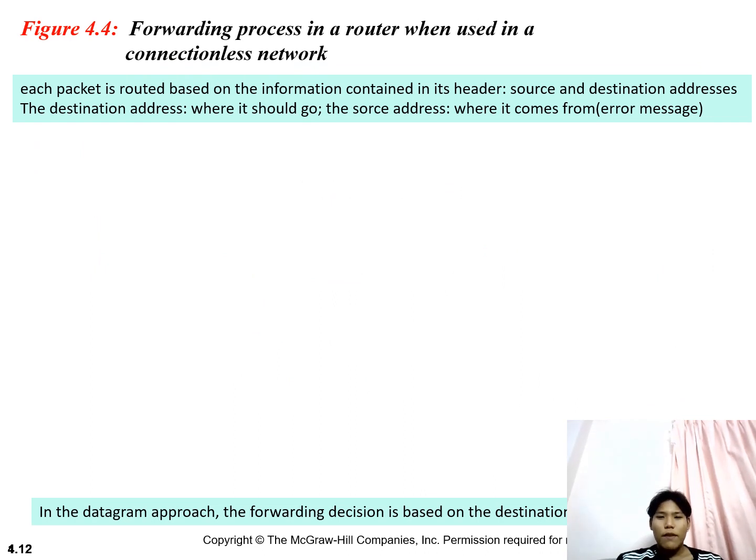Forwarding process in a router when used in a connectionless network. Each packet is routed based on the information contained in its header: source and destination addresses. The destination address is where it should go. The source address is where it comes from. Error message.